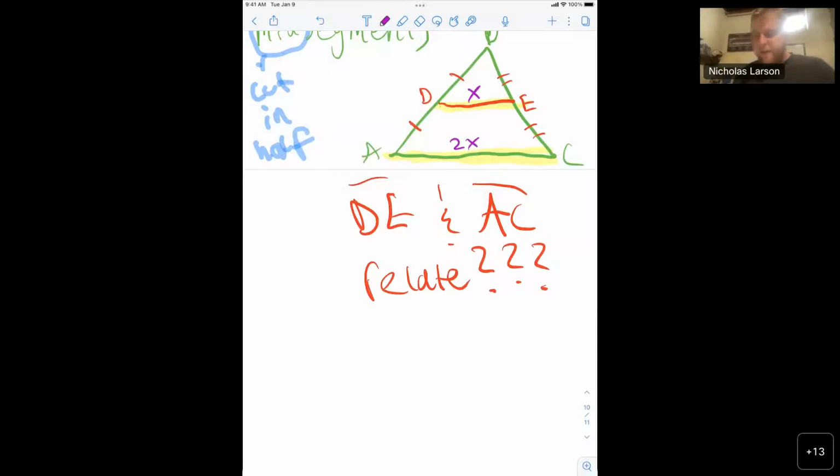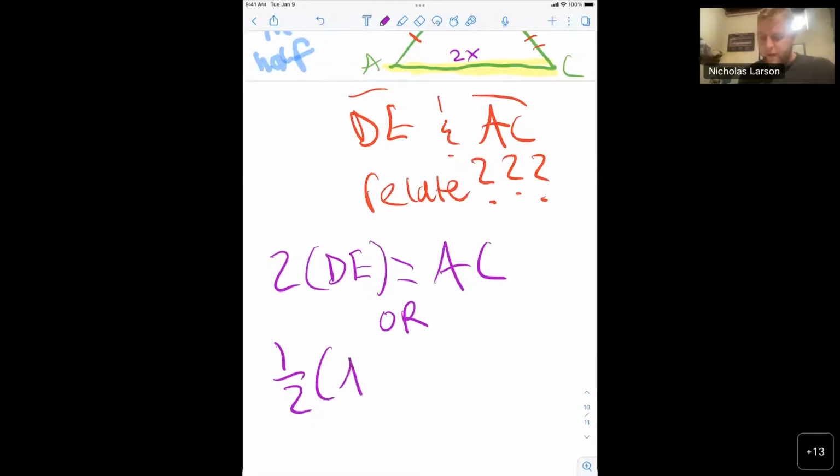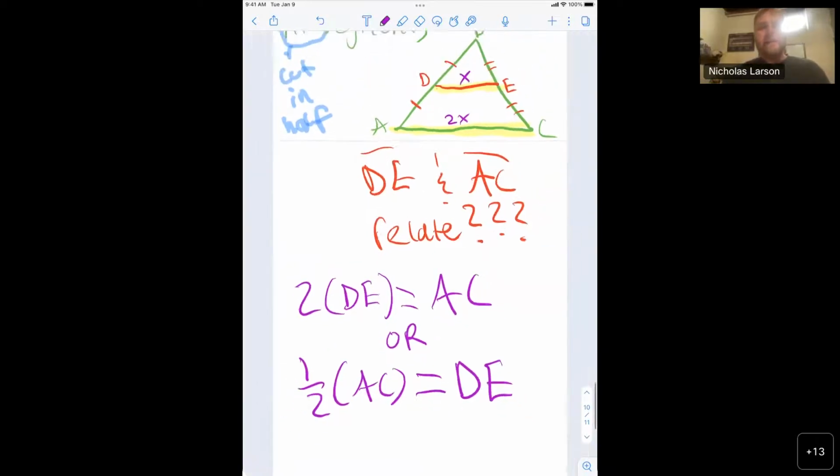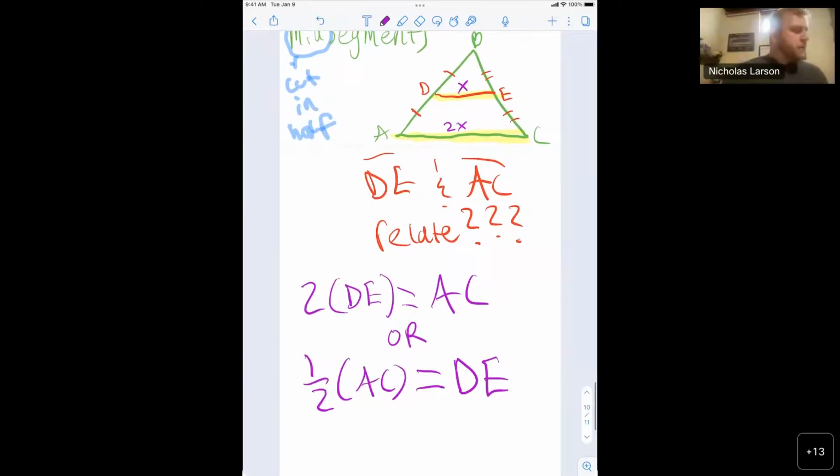So again, you can think 2 times whatever DE is equals AC, or you can think about half of AC equals DE. We're basically saying the exact same thing, just again, depending on what information you have, what did the problem give you, you can then apply that to figure out what you need. If you have DE, then you need to multiply it by 2 to get AC. If you have AC, you need to divide it by 2 to get DE. Depends on what the problem gives you.